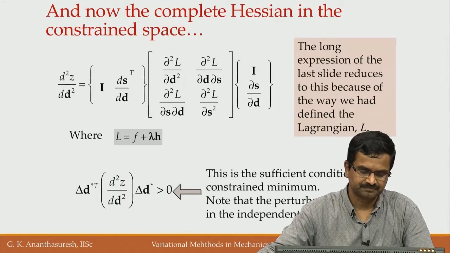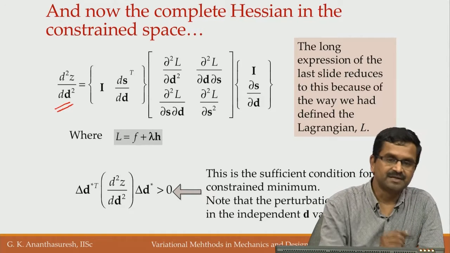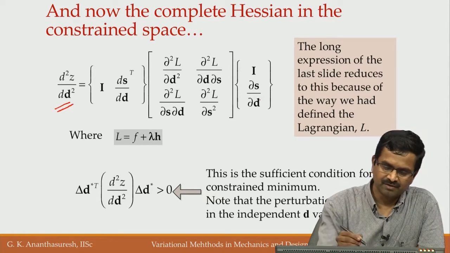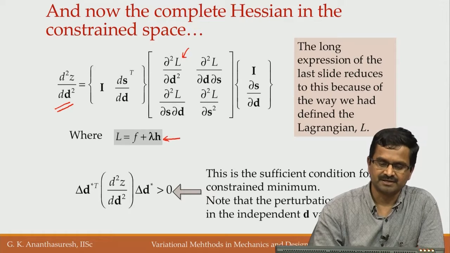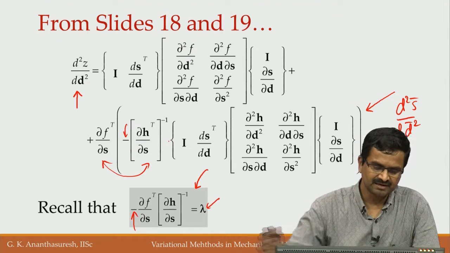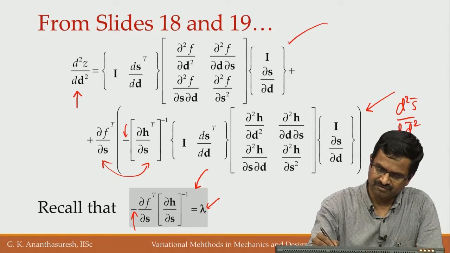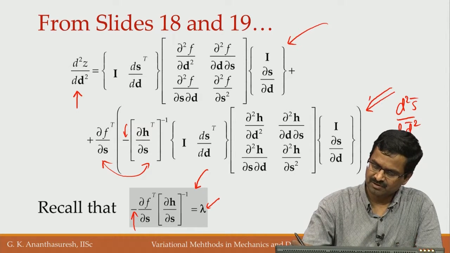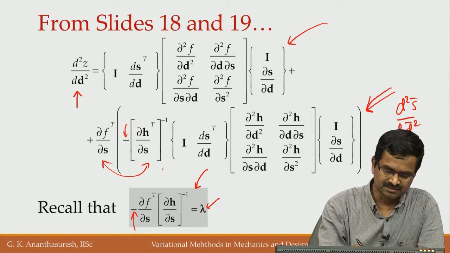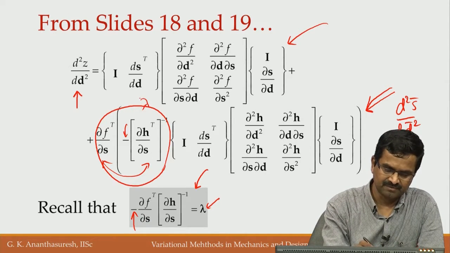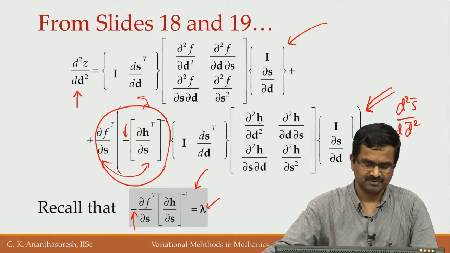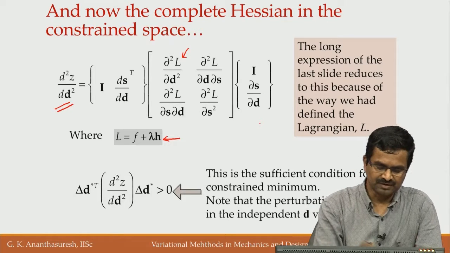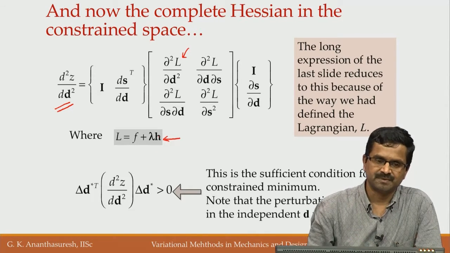So, we get d square z by dd square in this form, where we note that this Lagrangian is nothing but f plus lambda h. If you go back to the previous slide, whatever was happening to f in the first term is also happening to h in the second term, because this whole thing is lambda. So, we can say the rest of it is similar, only f here becomes lambda times h. That is how we get f plus lambda h in this manner, right.